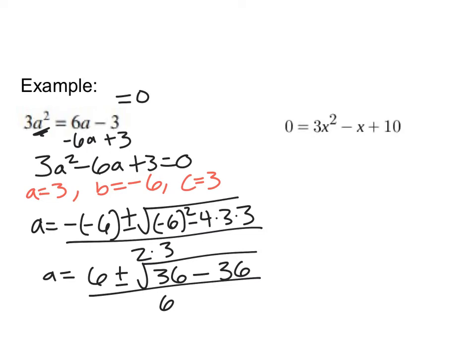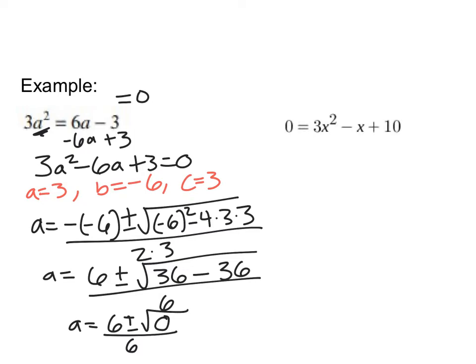Now at this point, so we did negative 6 squared and got 36, and then we did 4 times 3, that's 12, times 3 is 36, so minus 36. At this point, you should be looking at this and saying, whoa, that's interesting, 36 minus 36. That means we're going to get a equals 6 plus or minus the square root of 0 divided by 6. Well, the square root of 0 is just 0. There's no positive or negative about it.